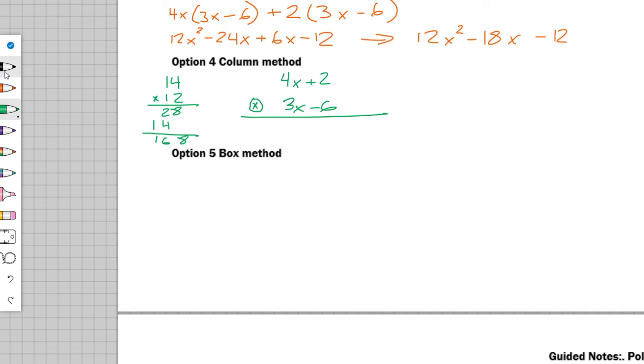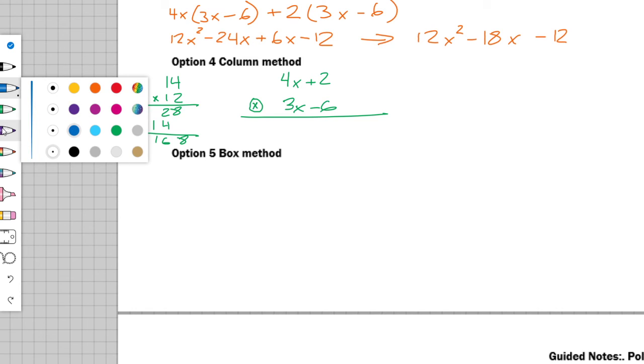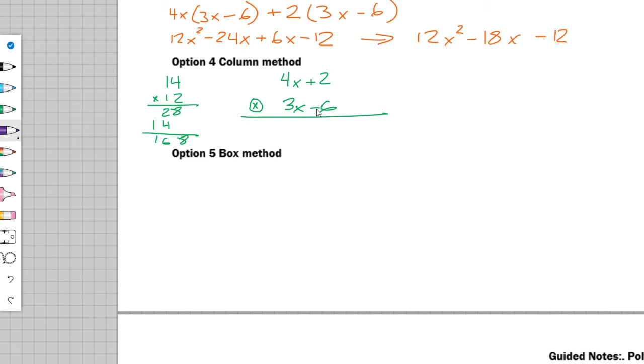So let's change these colors. Let's do purple, and then I'll make this one light blue. Okay. So negative 6 times 2 is going to be negative 12. Negative 6 times 4x is going to be negative 24x.